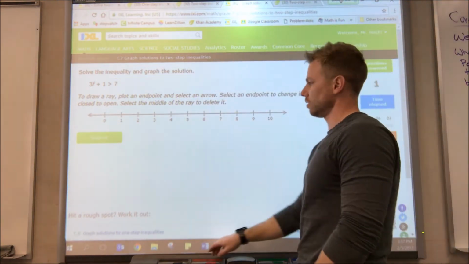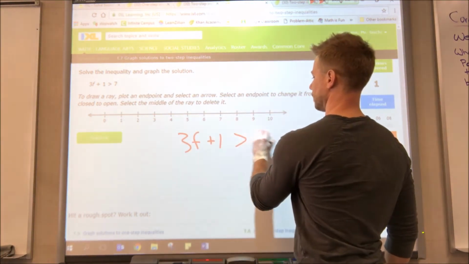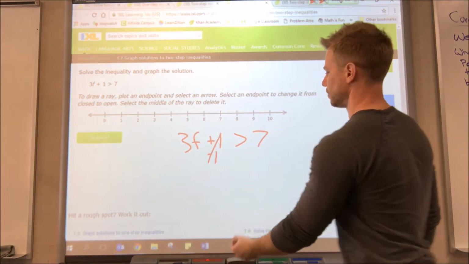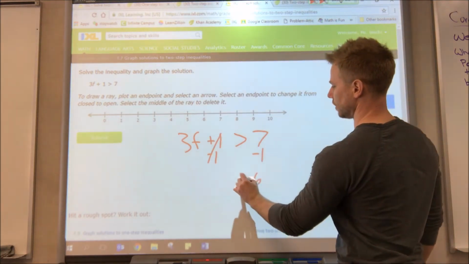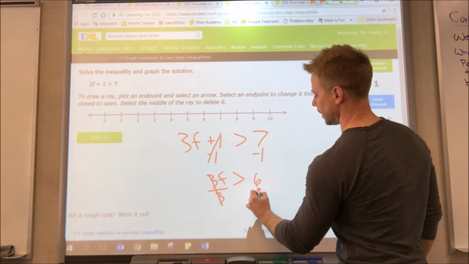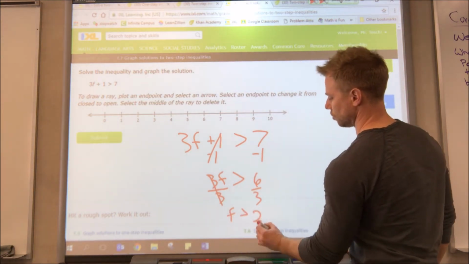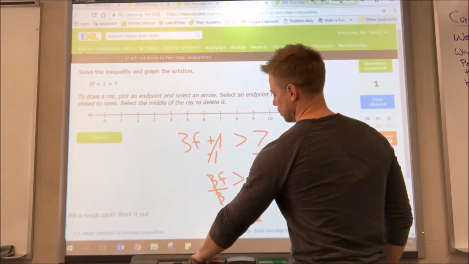Alright, again, we'll solve this, and then we'll graph it. Subtract 1, opposite of what we see, do the same thing on the other side. To get rid of that 3, we divide. So f is greater than 2. 6 divided by 3 is 2.